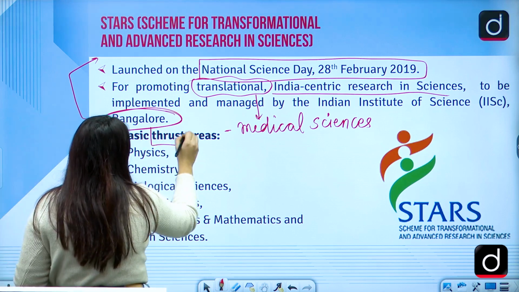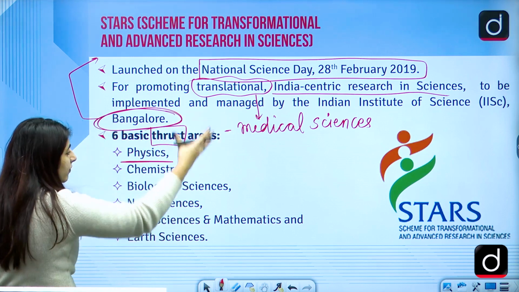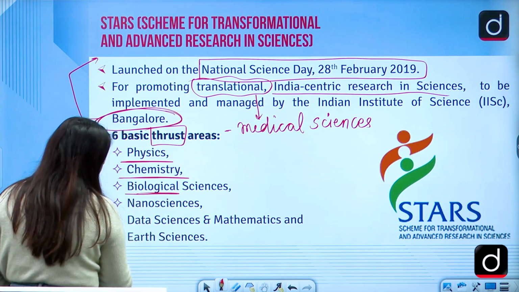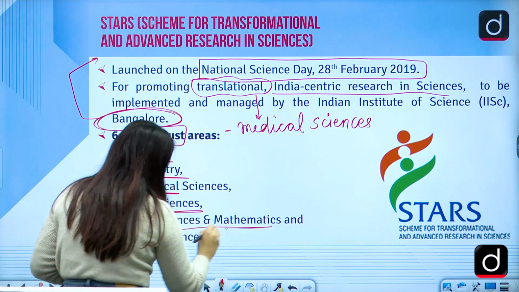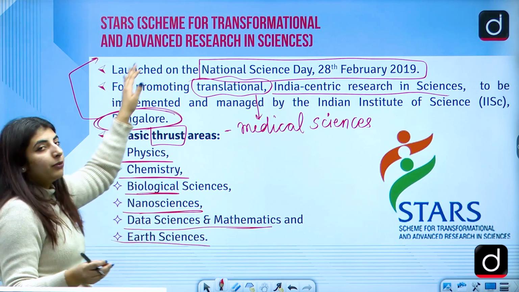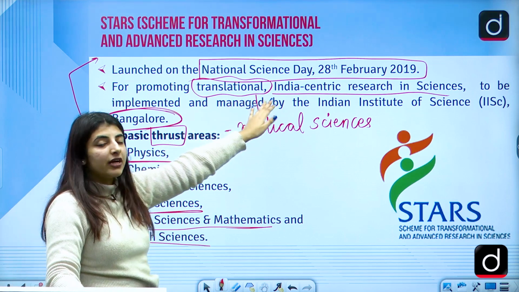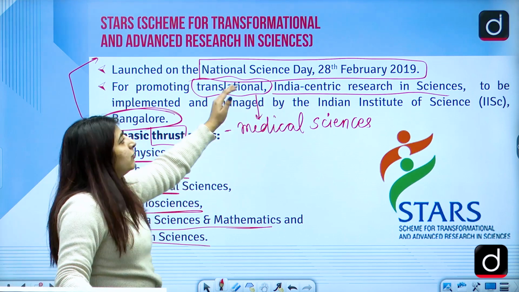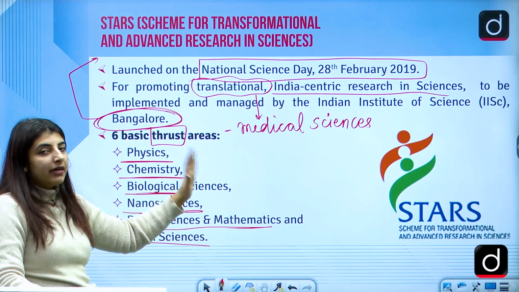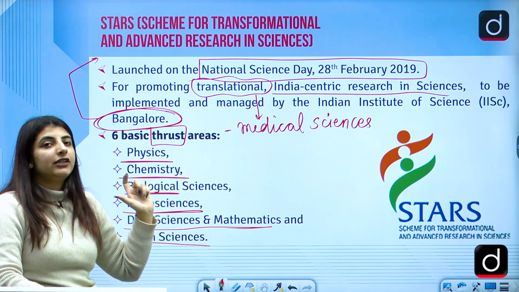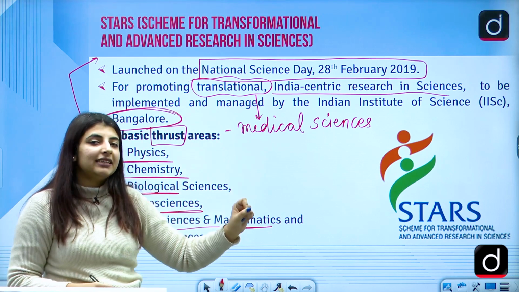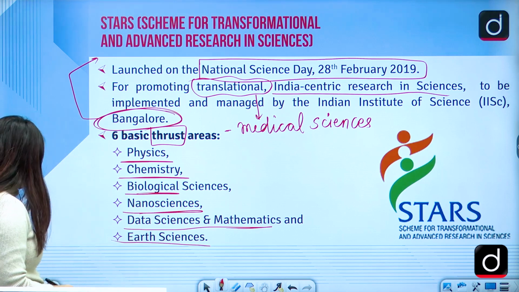So there are 6 basic thrust areas, which are physics, because all of these areas are related with science only, chemistry, biology, nanosciences, data science and mathematics, and earth sciences. So these are the thrust areas where people will be dealing, right? And a very important fact to note down here, it was launched on National Science Day. So it is a science scheme launched for the scientific development and the translational development in the society, which will be headed and implemented by the Indian Institute of Science, which is in Bangalore, right?